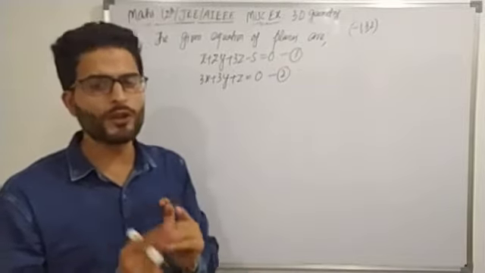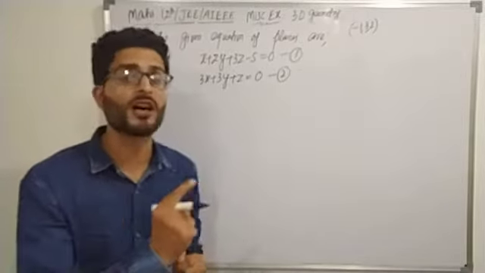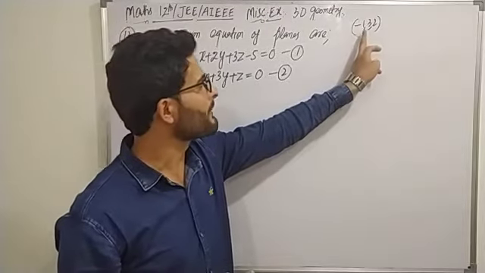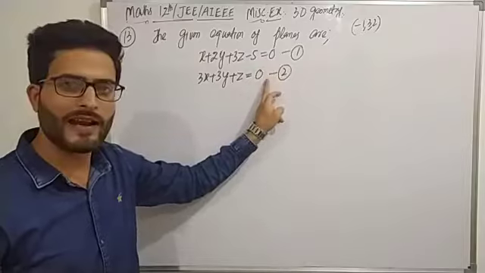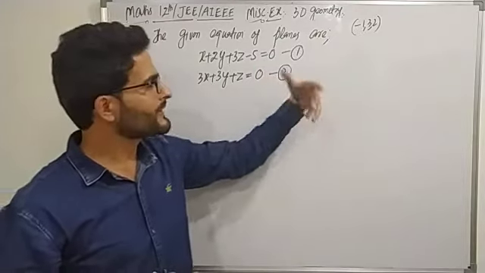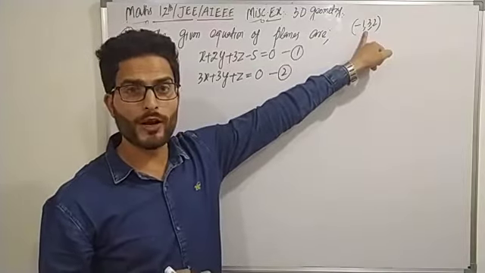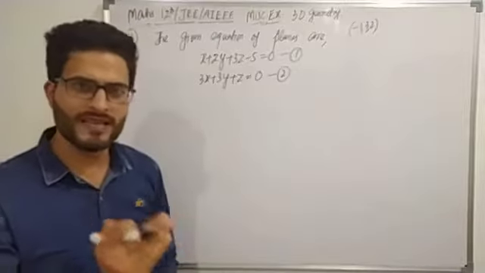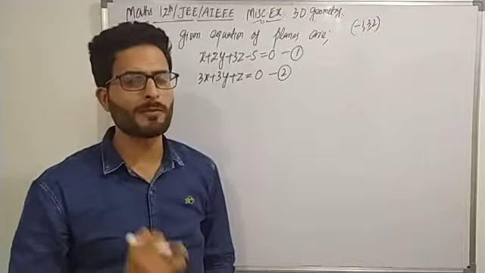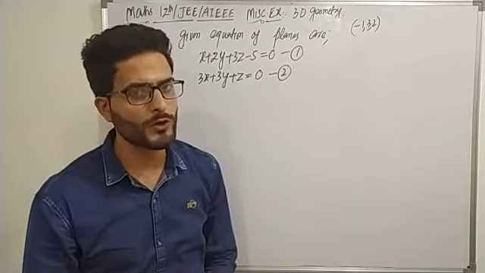So actually we need to calculate the equation of plane third, which is passing through the point (-1, 3, 2) and is perpendicular to planes first and second. Now that third plane is actually passing through a point. So its equation we can find by the one point form: a into (x minus x1) plus b into (y minus y1) plus c into (z minus z1) is equal to 0.